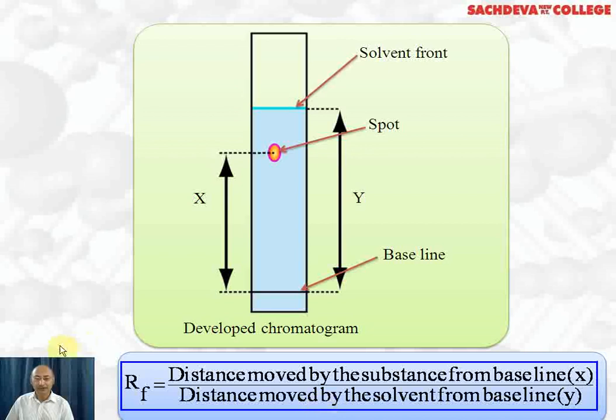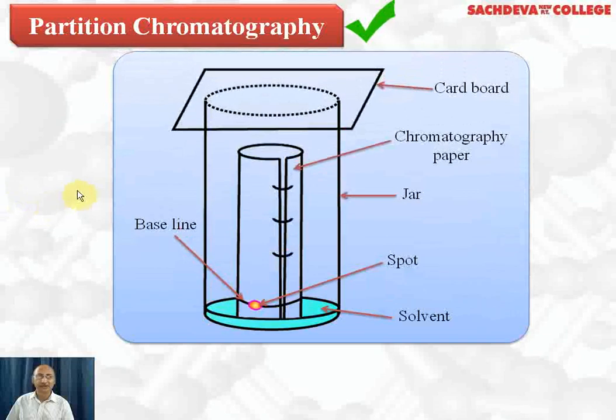Now, if you have a mixture of blue ink and red ink, then we will get two spots. One spot will be here, another spot will be here. So we will measure the distance of the blue spot and red spot separately and divide them by the distance traveled by the solvent, and we'll get the RF value for blue ink and red ink. So by this method, we can separate pigments of flowers, chlorophyll A and B, and a mixture of blue ink and red ink.